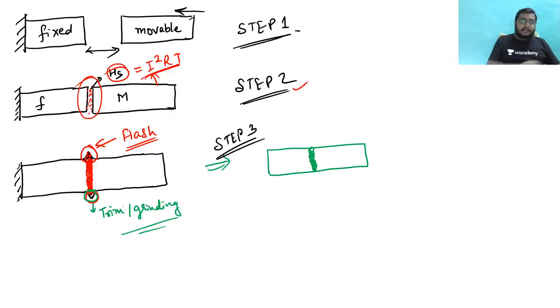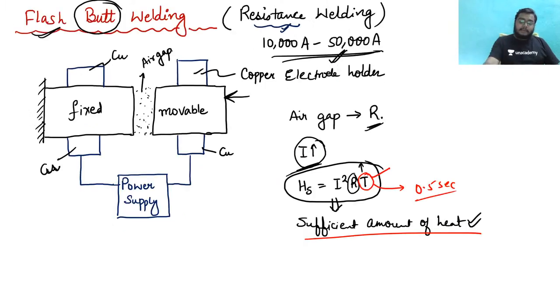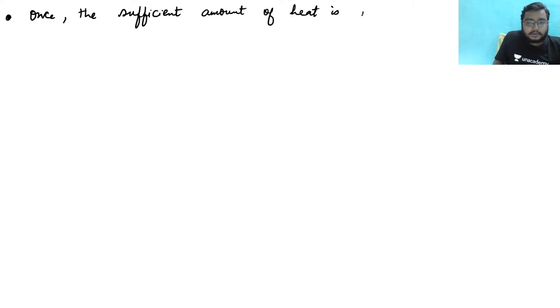Now after heat is generated, what will I do? Once I get a sufficient amount of heat, I will cut off the power supply. So the next thing: once a sufficient amount of heat is achieved, then the power supply is switched off.